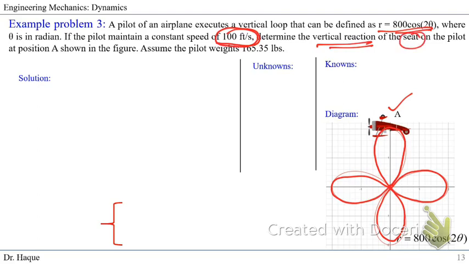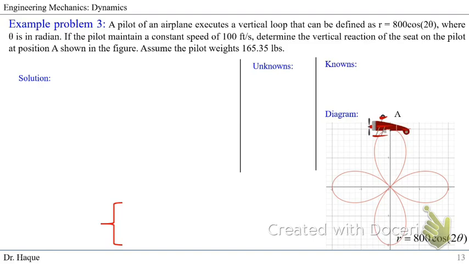reaction of the seat. If someone is sitting here, his head is down because the plane is upside down. This could be his seat, where he's sitting. So what is the vertical reaction of the seat onto the pilot? Assume the pilot's weight is 165.35 pounds. So let's start solving the problem.